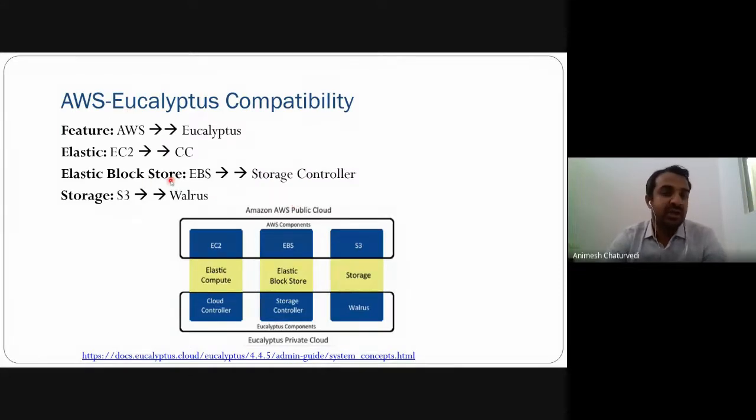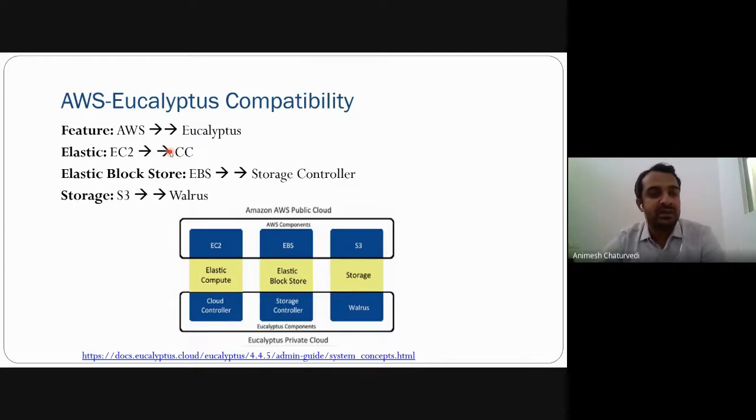So now we are coming to AWS and Eucalyptus compatibility. AWS communicates with private Eucalyptus in this fashion. In your lab you install a private Eucalyptus that communicates with the Amazon Web Services cloud. What are the features it communicates? Features like EC2, Elastic Compute Cloud. EC2 connects and communicates with the cluster controller.